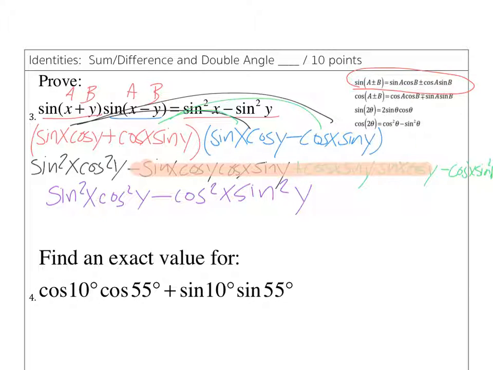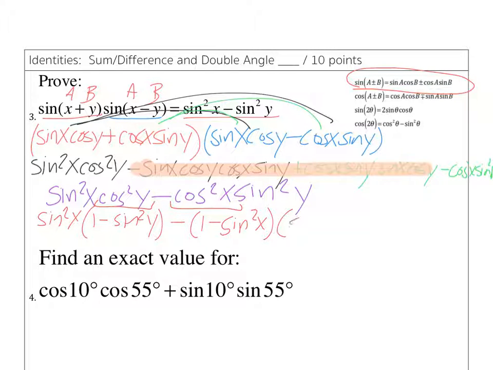Since I want everything in terms of sine, I might try to convert these guys to sine using my Pythagorean identity. That'd be writing this as sine squared x times 1 minus sine squared y, and we've got minus 1 minus sine squared x times sine squared y. And let's see what happens when we do some distribution. We get sine squared x minus sine squared x sine squared y. Okay.